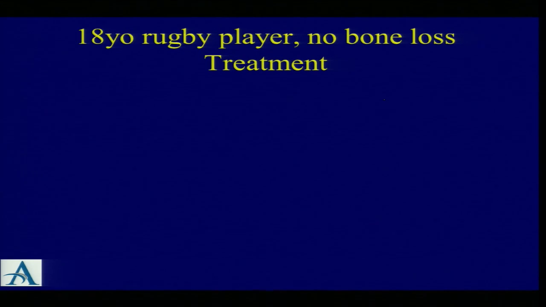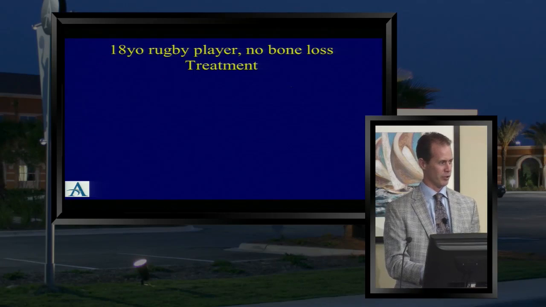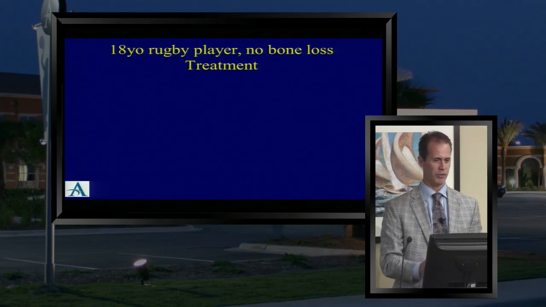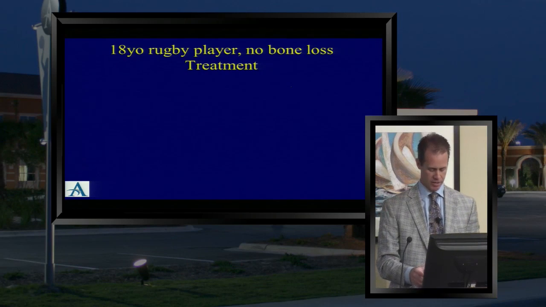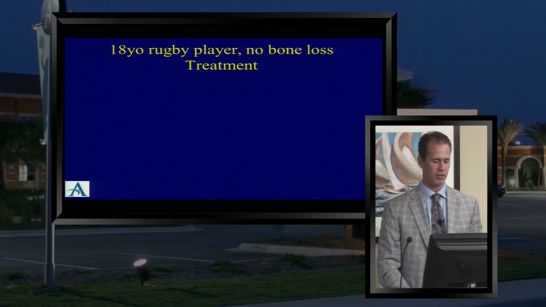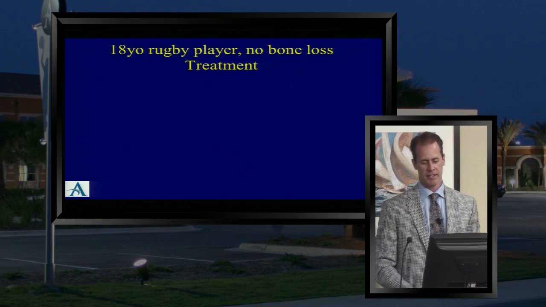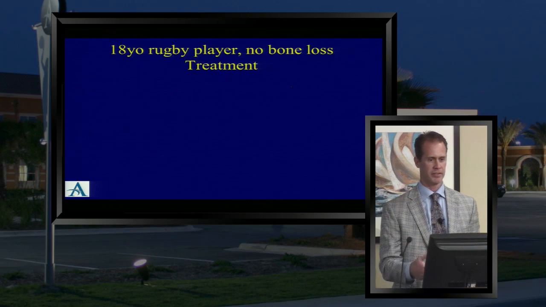And they had one of these things where they asked a question and everyone hit their little remote button that's on your seat, A, B, C, D, and then they show the answers. And you're always in the majority, or you hope you are, and you feel good about yourself. So this is the question they asked. 18-year-old rugby player with no bone loss, first-time dislocation, how do you treat? And the choices were non-operatively, open Bankart, arthroscopic Bankart, open Latarjet, or arthroscopic Latarjet.